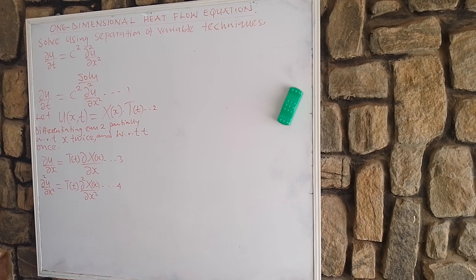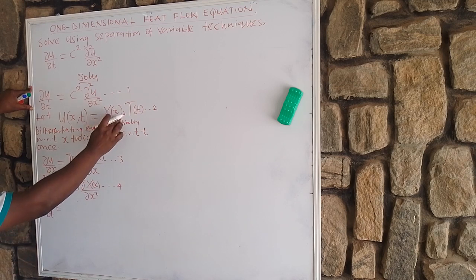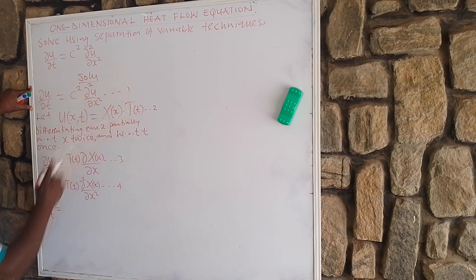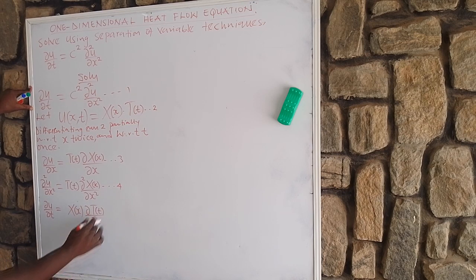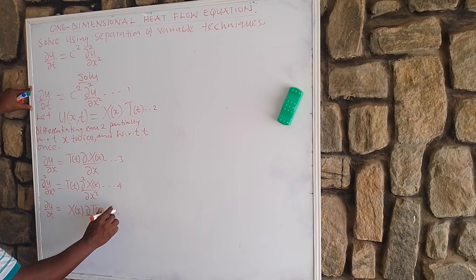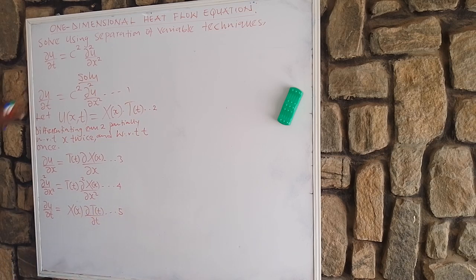Then after that we differentiate with respect to t once, partially. The same way, but the t will be once. So partial u over partial t equals X of x, which will be constant, times partial T of t over partial t. Assume this to be equation 5.